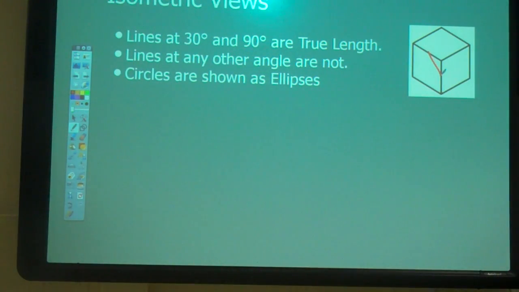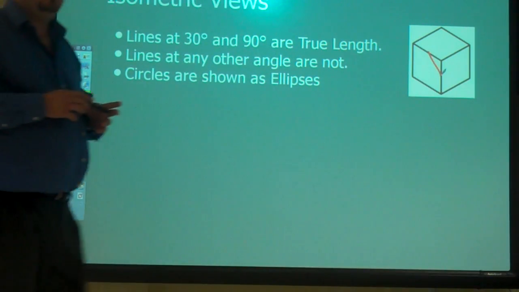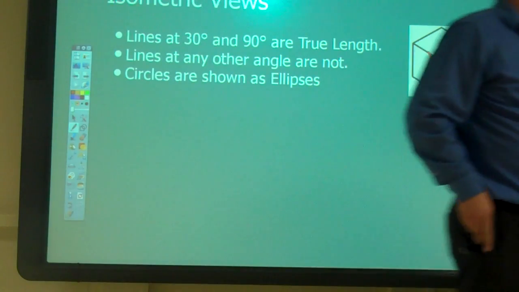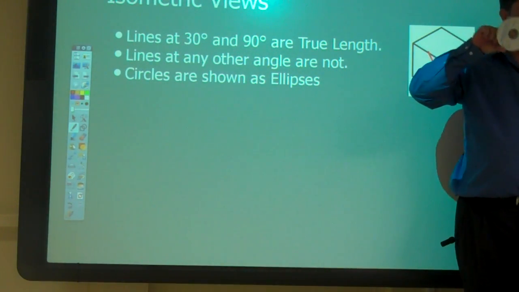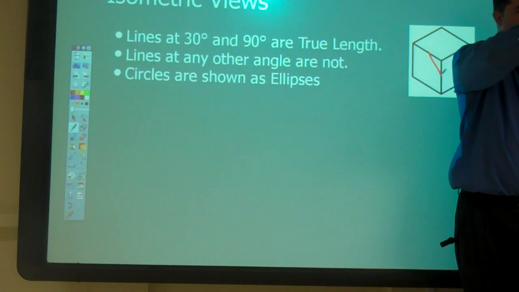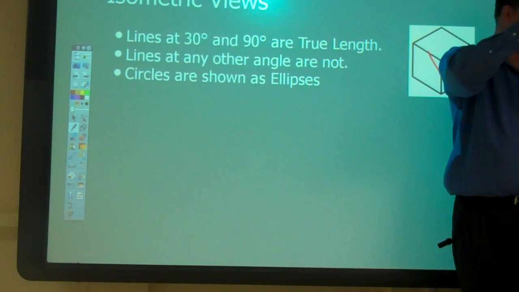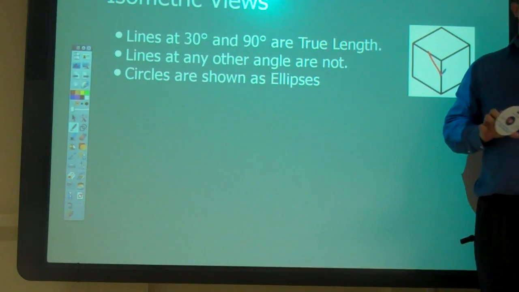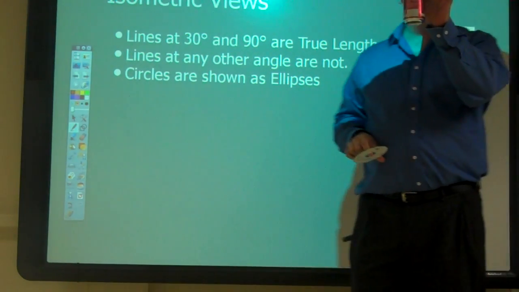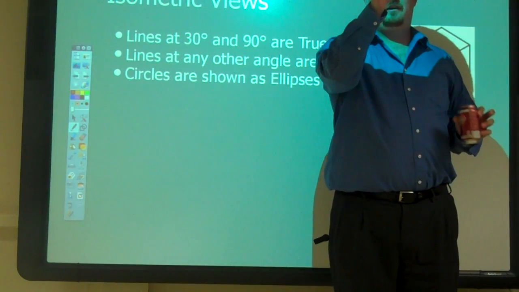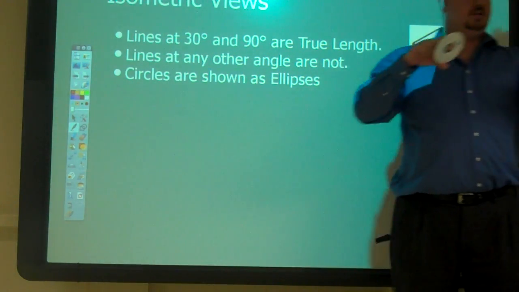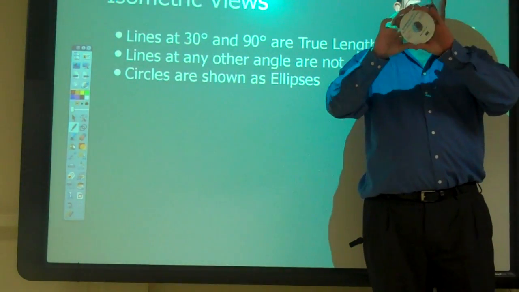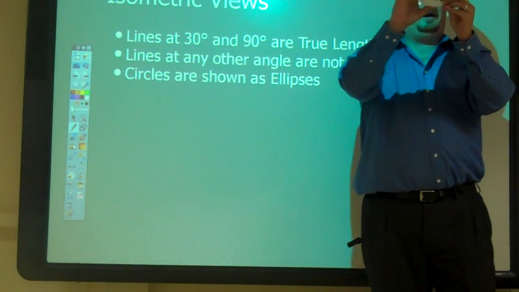So, what's an ellipse? Not this week, but next week, you're going to need your ellipse template. We look straight at a circle, it's a circle, right? We look at a circle from the side, it's a rectangle, right? We look at it from an angle, it's an ellipse. So next week I'll show you how to use the ellipse template and how to line it up on your paper. But we'll have three basic ellipses.